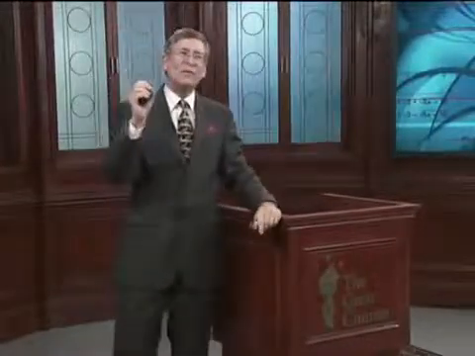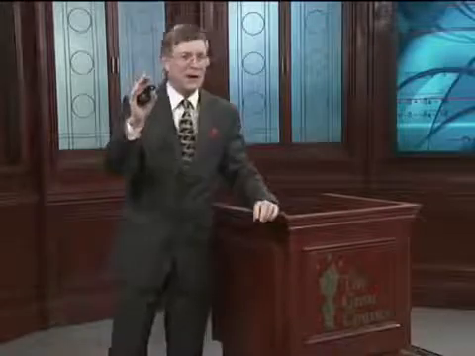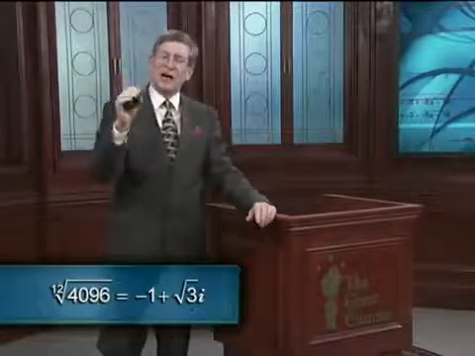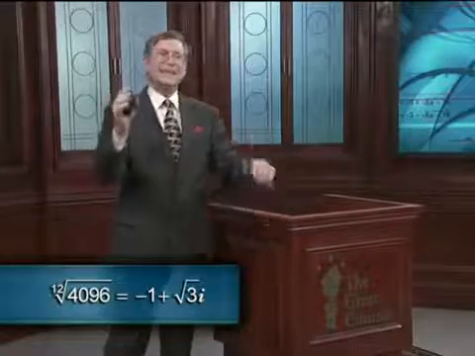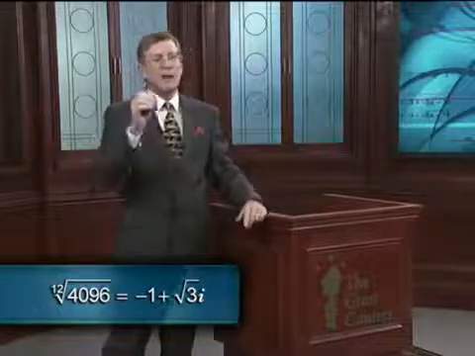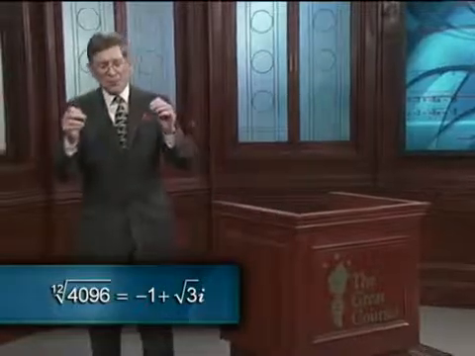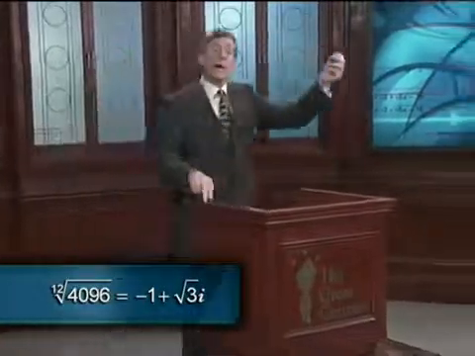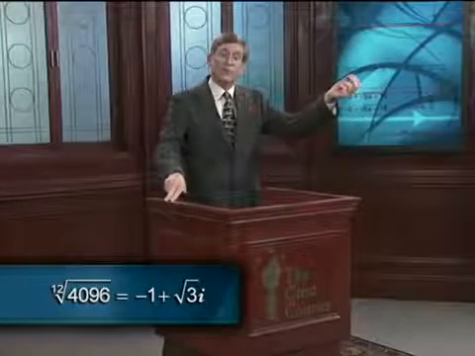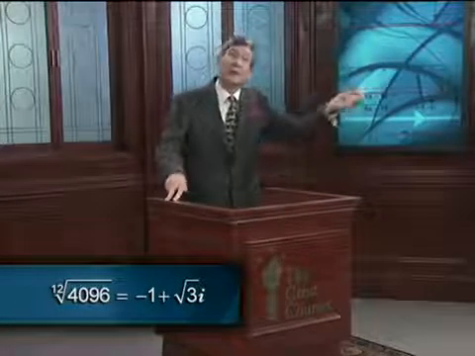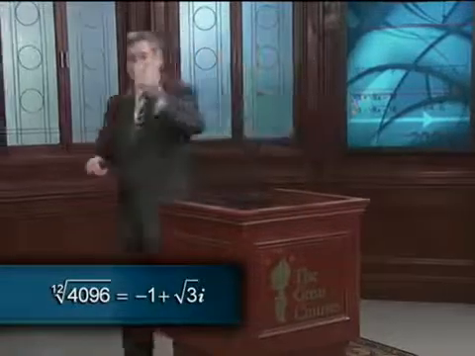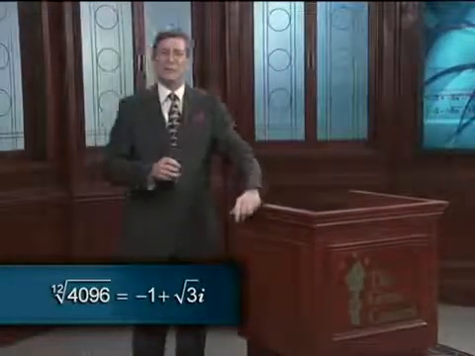Well, now we're going to kind of flip things around. Notice that the 12th root of 4,096 is the original complex number, minus 1 plus square root of 3i. In other words, minus 1 plus the square root of 3i to the 12th power is 4,096. So the 12th root of 4,096 is the original complex number, minus 1 plus square root of 3i.